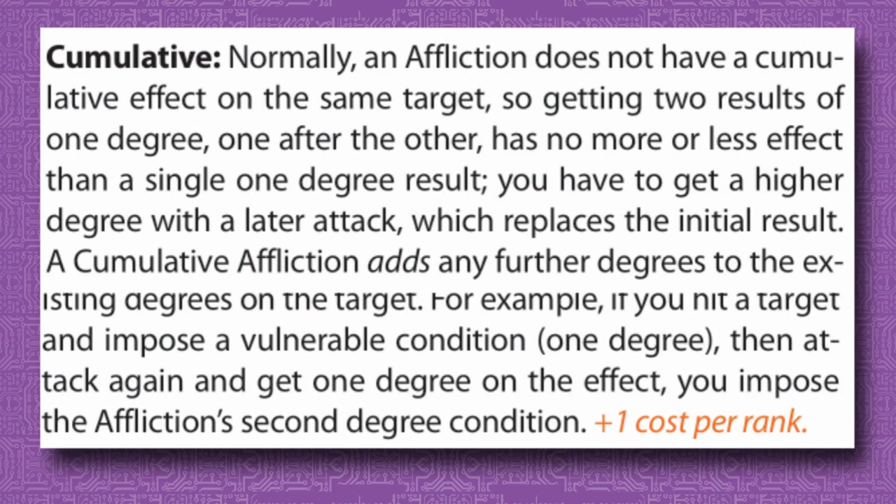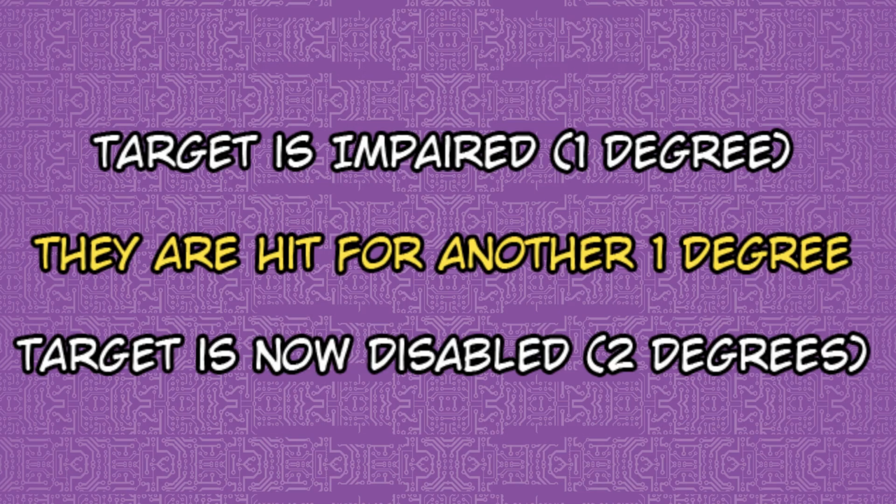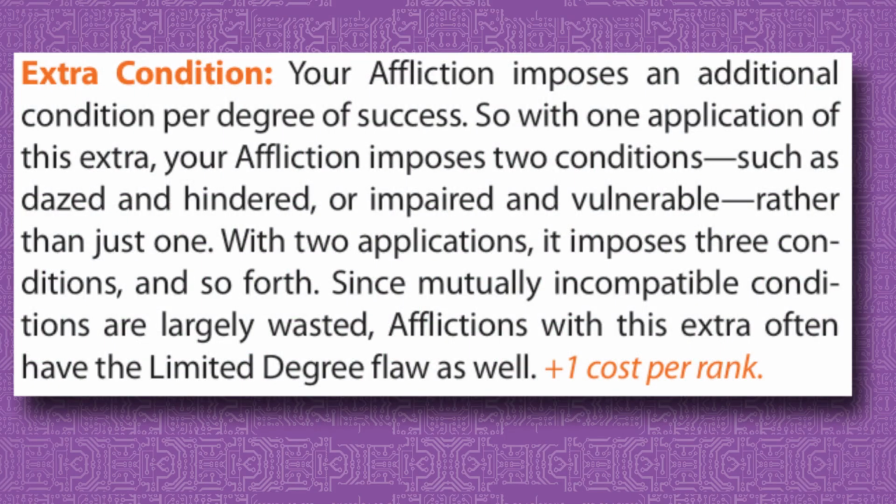Cumulative is a nutty extra that costs 1 point per rank. This makes the degrees of your affliction stack. Note that I say the degree of your affliction, not the afflictions themselves. If your target is at 1 degree, for example, suffering from impaired, and then you hit them again, and they fail by 1 degree, instead of staying at 1 degree, they're added together, the target is now at 2 degrees of failure, suffering from the disabled affliction. This can also work to push a 2nd degree affliction up to a 3rd degree. Cumulative is very powerful.